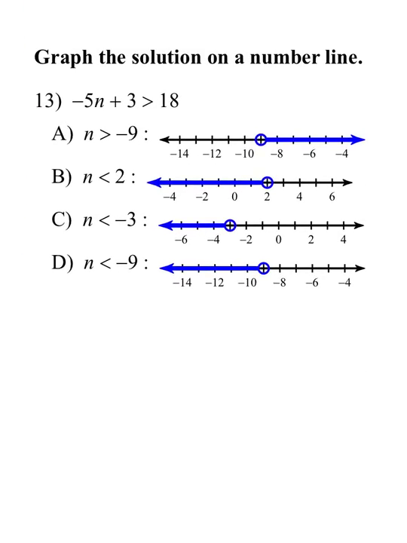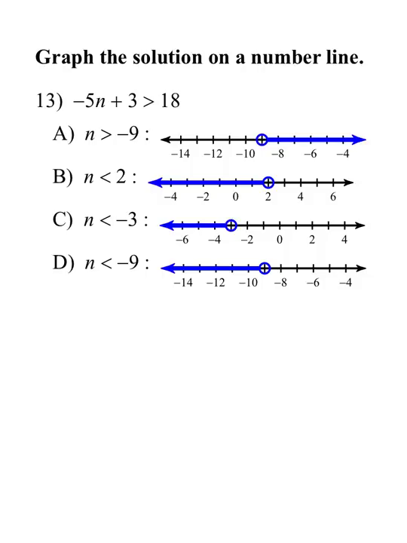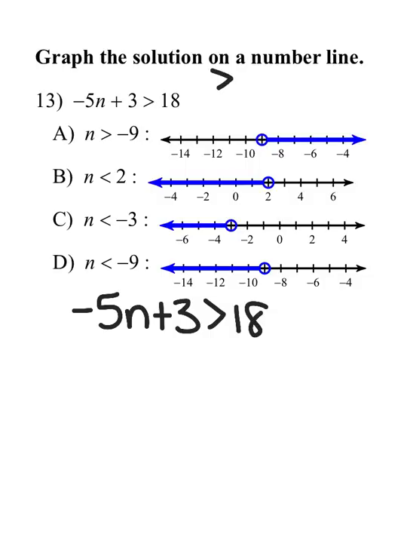Number 13, graph the solution on a number line. This is an inequality, and the way to solve an inequality is by using your algebra skills. Try to remember this little trick. If I have greater than or less than, it's going to be an open circle. If I have greater than or equal to or less than or equal to, it's going to be a closed-in circle. That may be able to save you on some of the answer choices.